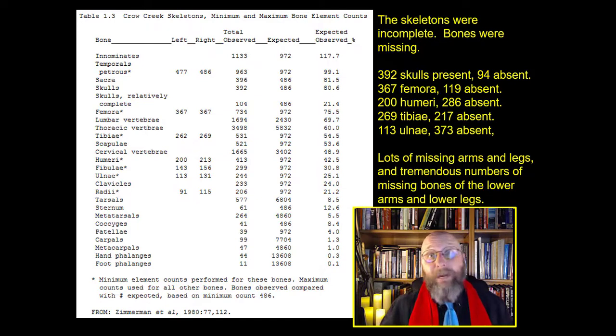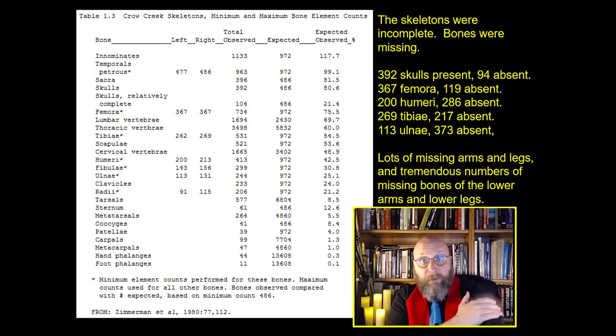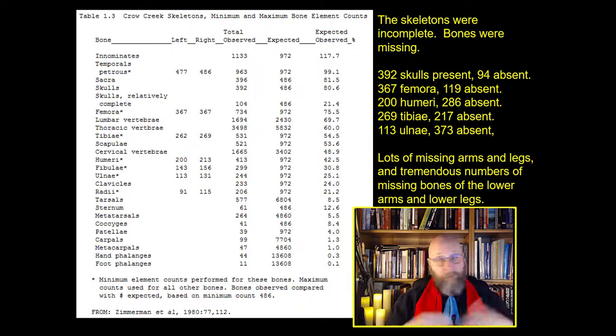367 femora were present. 119 of them are absent. 200 humeri are present, the bone of the upper arm. 286 of them are absent. 269 tibiae were documented inside the mass grave. 217 of them were absent.